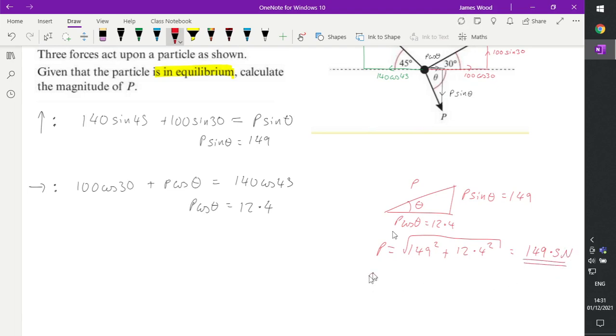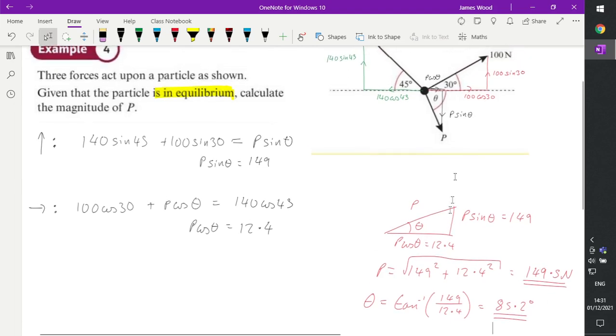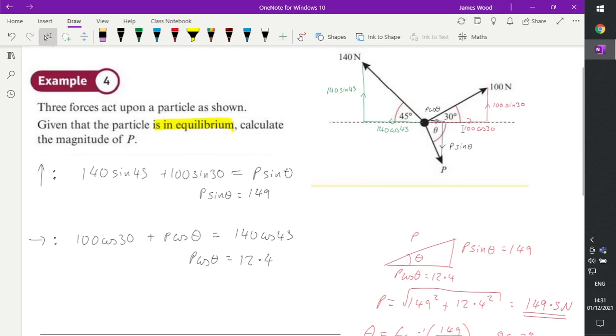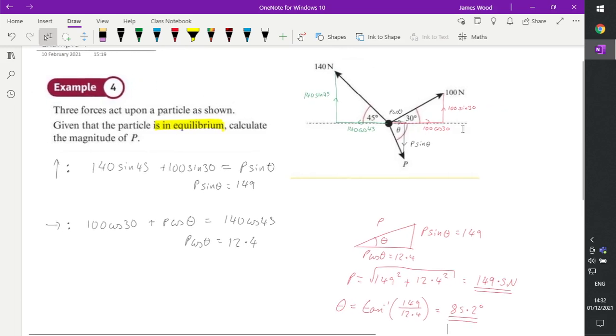Okay, then we could work out theta too. So we could do theta as inverse tan of 149 over 12.4. It's going to be quite a big angle, isn't it? It's going to be almost 90. 149 over 12.4, 85.2. Okay. So basically that is the force that P would need to be and the angle that P would need to be at to keep these other two forces in balance, so that overall the particle doesn't move anywhere and it's in equilibrium or doesn't accelerate in any direction.